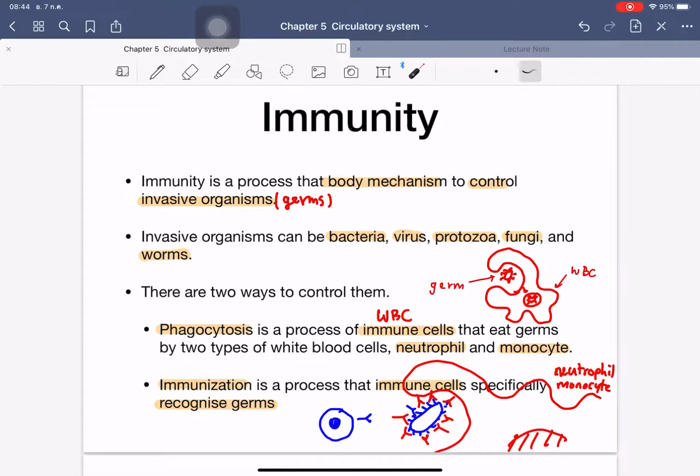monocyte. Okay, and immunization, this process is the process that uses the immune cells here to produce the specific recognition to the germ. Okay, for example, this one here, they produce the molecules. This one is the antibody. This one is the white blood cells producing the antibody or the immunoglobulin, okay, to bind with the surface of the germ. Okay, the molecule here, the blue one here, will bind with the germ. This one, as a red one here. When they bind it, it will be eaten by the neutrophil and monocyte by the phagocytosis here, easier. Okay, and the time to respond to the germ here is quicker than the phagocytosis only.